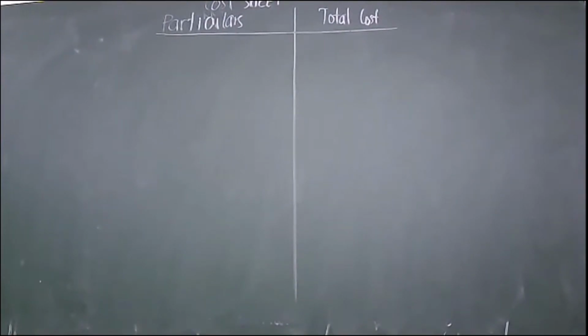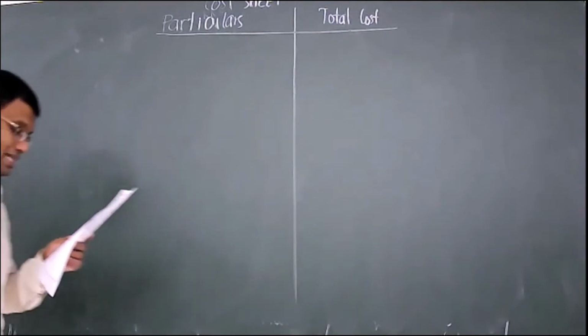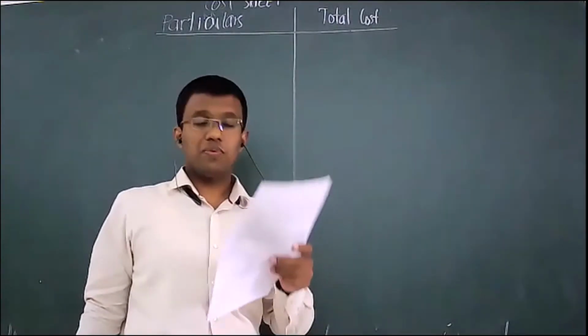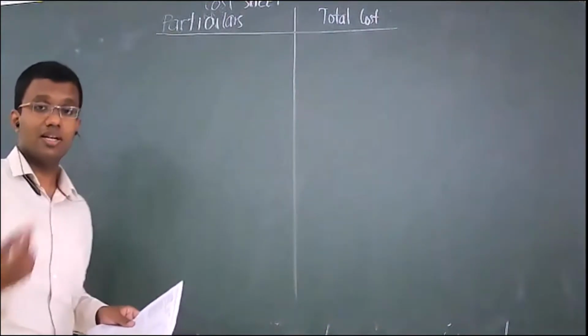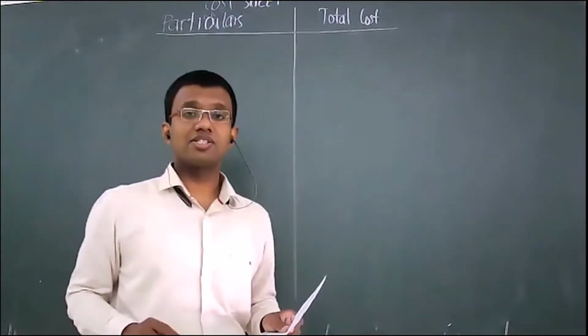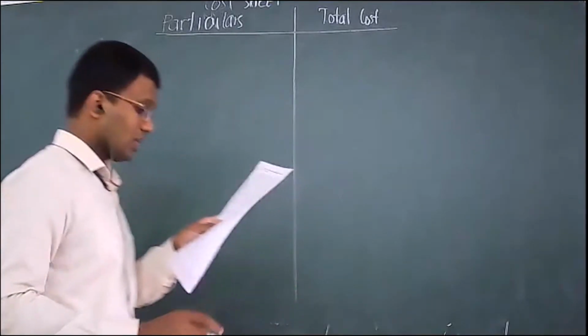Now remember, whenever we start off with the cost sheet, we always start off with the prime cost. In this case, since the levels of raw material have been given to us, we will have to calculate the material consumed based on those levels. So let's start off with that.